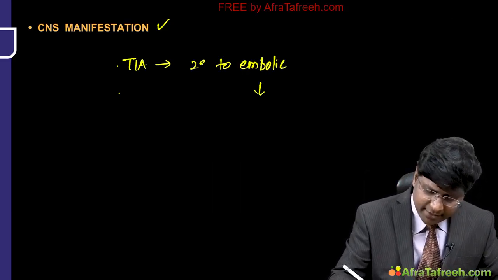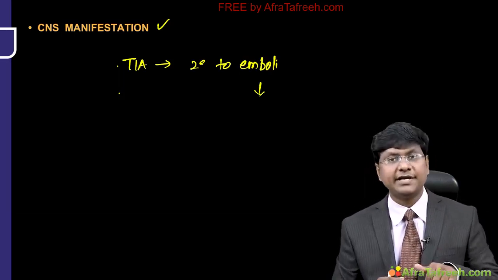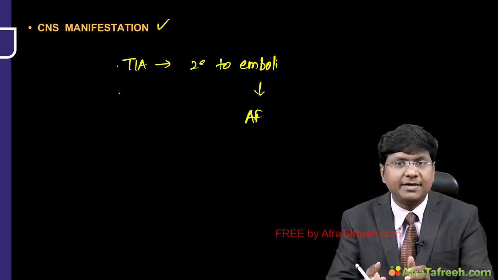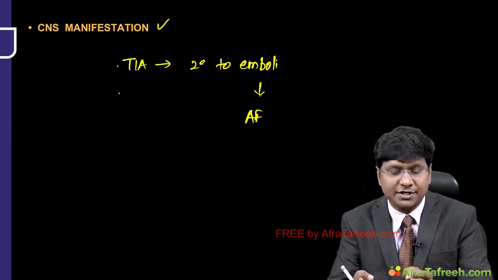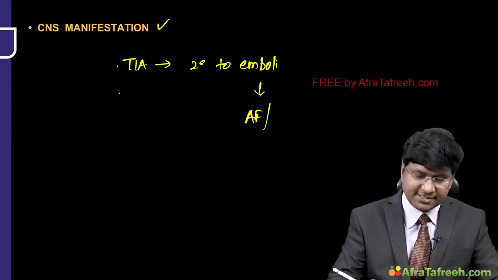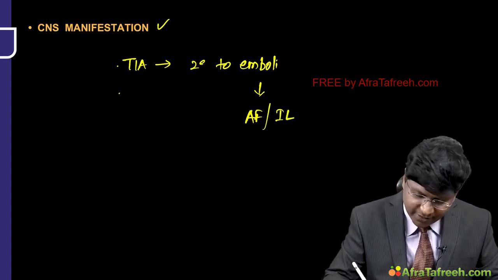Okay, and why are there emboli here? One of the complications is that these patients develop atrial fibrillation. Whenever there is atrial fibrillation, there will be stasis of the blood within the atria, there will be thrombus formation, and that can shower a thromboembolic stroke. And the other reason why there can be emboli is that it is secondary to infective endocarditis.